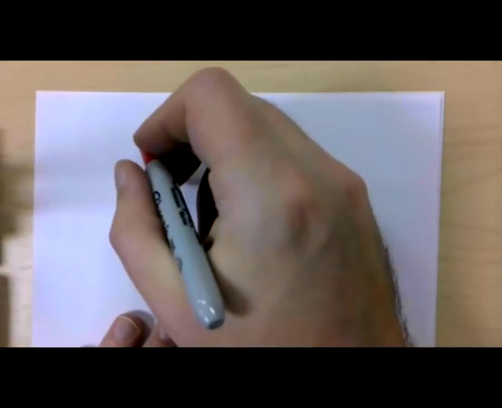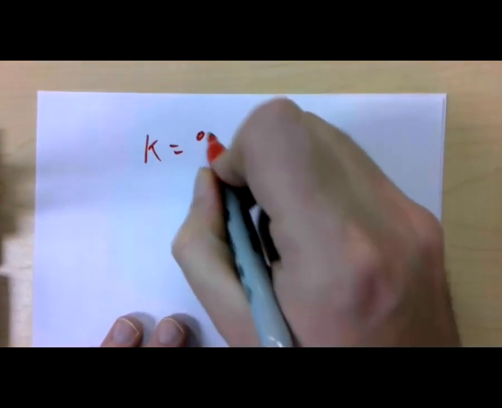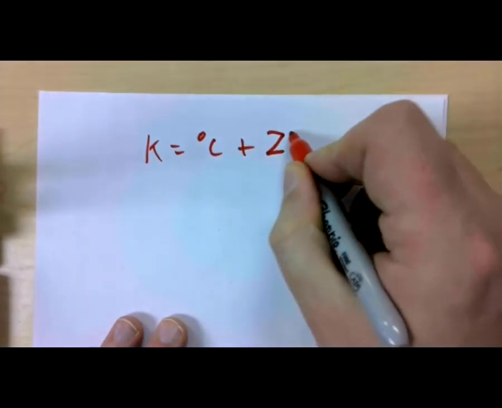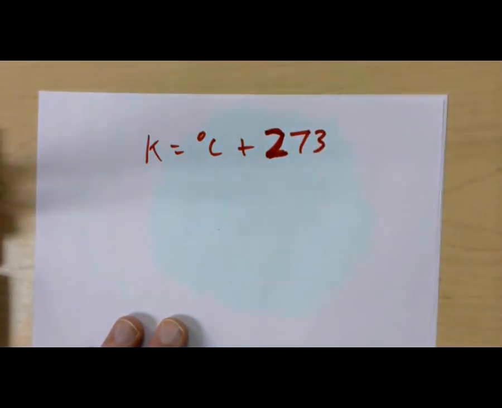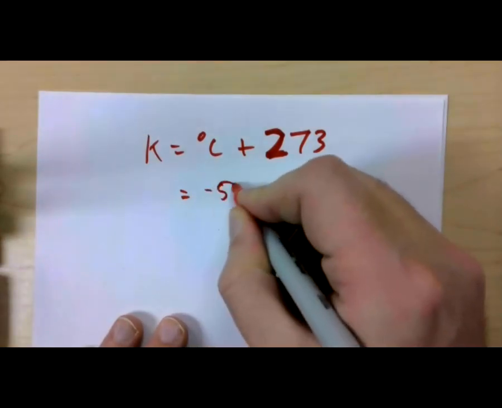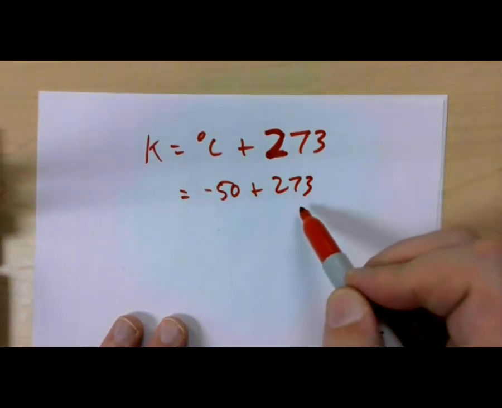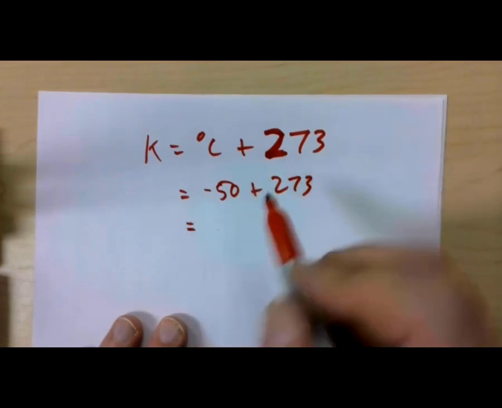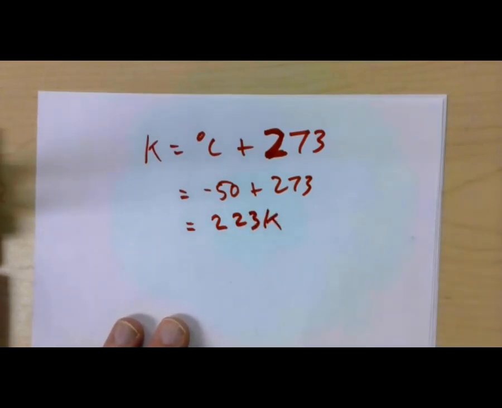Number 13 asks us to convert degrees Celsius into Kelvin. So Kelvin equals the degrees Celsius plus 273. Sorry, I was already thinking about that 7. 273. There we go. Number 13, like I said, asks us to convert negative 50 degrees Celsius into Kelvin. So I'm going to plug in negative 50 plus 273. So when I'm adding a negative to a positive, it's really like subtracting, right? We're taking that away. So we're going to end up with 223 Kelvin. So that's simple.